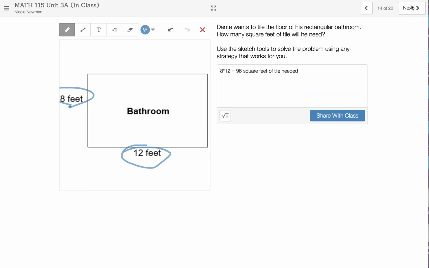Dante wants to tile his rectangular bathroom. Tile is going to cover the entire floor. And we also get a hint that we're talking about a covering or an area by the square feet language here. So I think for this rectangle, we need to do 8 times 12 for 96 square feet of tile needed. An addition to this problem would be something like, if we know the tile costs $3.54 per square foot, what's the bill for the tile going to be?